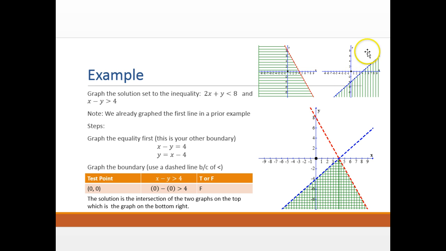And again, I can use a test point of (0, 0). So 0 minus 0 is greater than 4. That's false. So I'm going to shade on the opposite side of the test point.